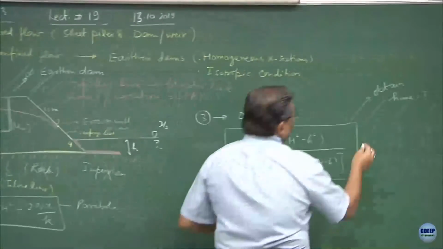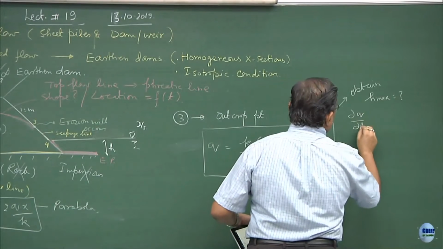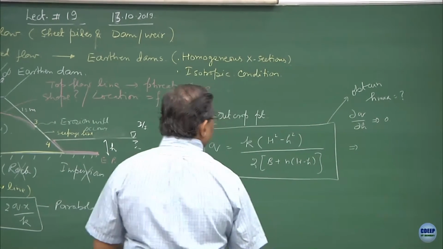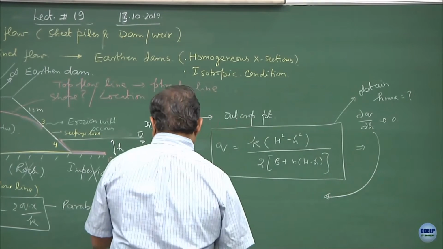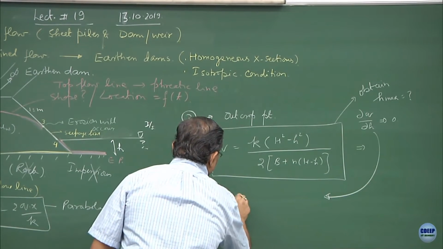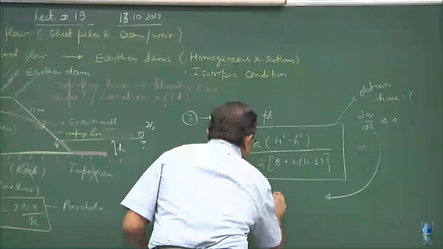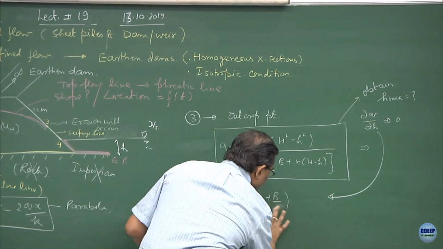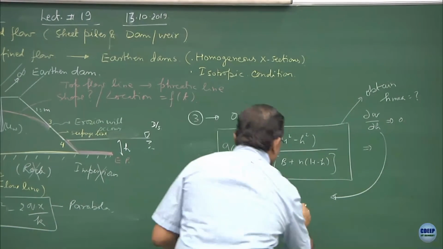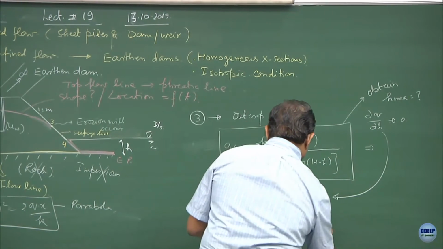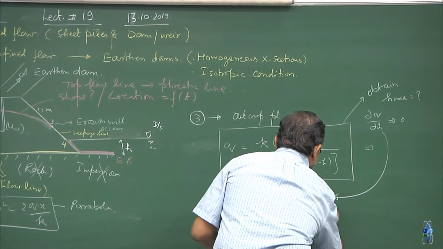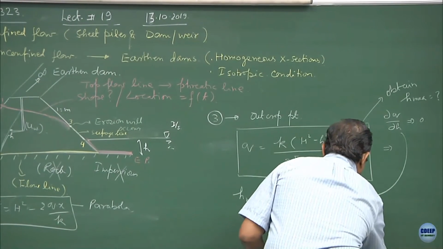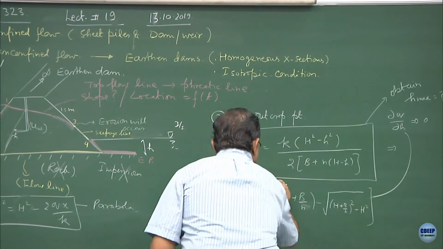So, if you differentiate this function and put it equals to 0, what you will be obtaining is h which is maximum equal to h plus b by n minus under root h plus b by n square minus h square, this expression.